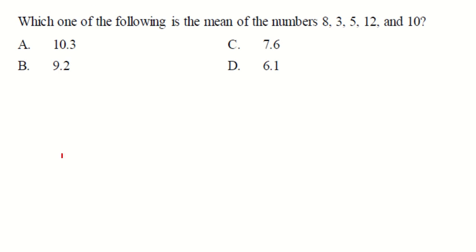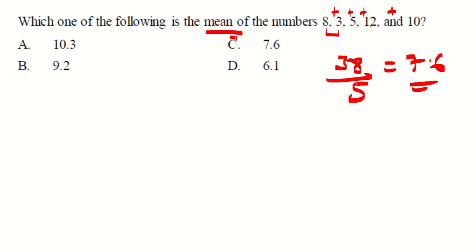The next question, it says which one of the following is a mean? Add them, each of them first, then divide by total number. 8 plus 3, 11, plus 5, 16, plus 12, 28, plus 10 is 38. Then divide by 1, 2, 3, 4, 5. When you divide by 5, it will be 7.6. So the answer will be C.